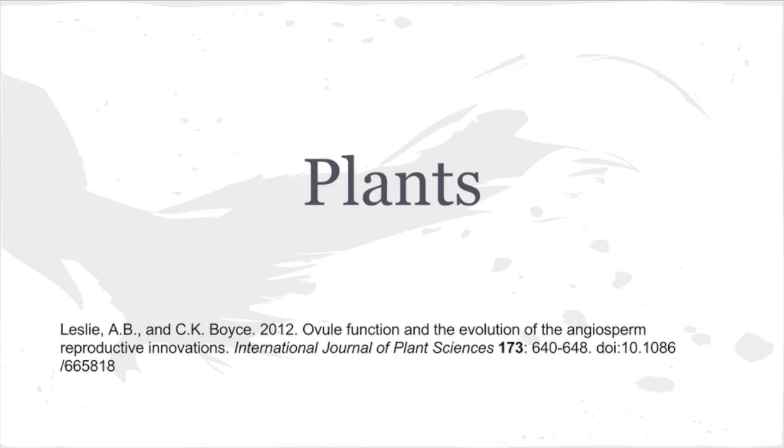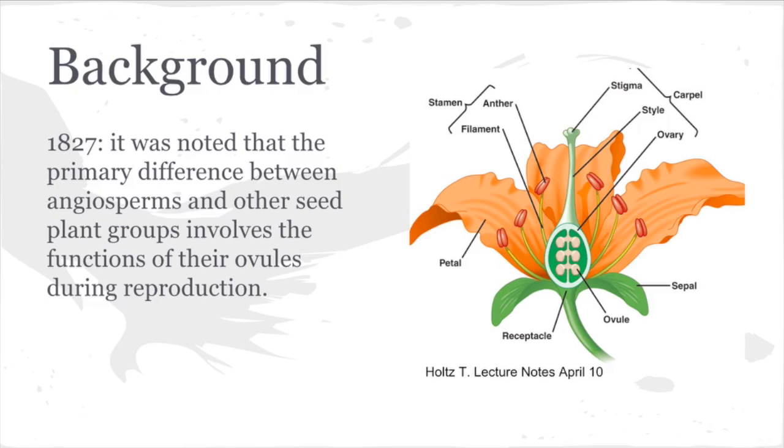The paper written by Andrew Leslie and Kevin Boyce covers the ovule function and the evolution of the angiosperm reproductive innovations. Some quick background information. In 1827, it was noted that the primary difference between angiosperms and other seed plant groups involves the function of their ovules during reproduction.